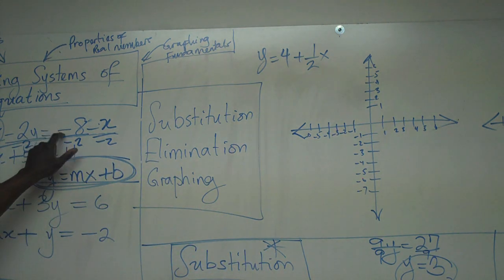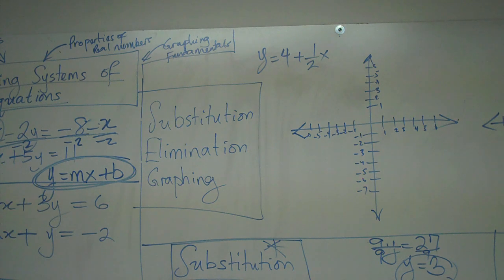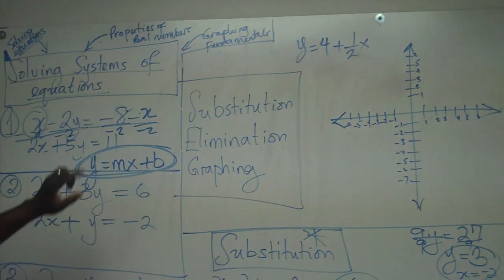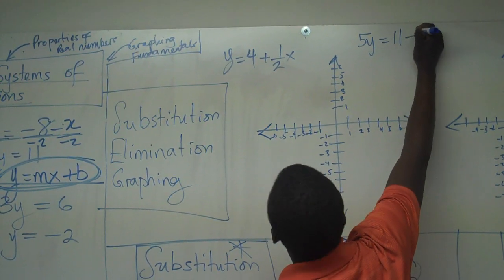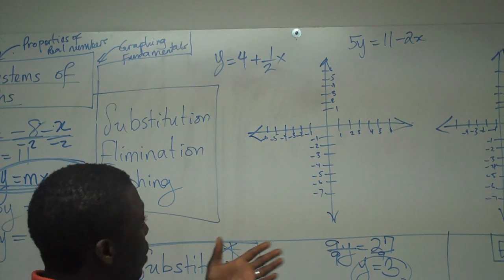Okay? So we've solved for y in the first equation. Now we're going to solve for y in the second equation. And the same thing, you subtract 2x from both sides, so you're going to get 5y is equal to 11 minus 2x. And then you divide by 5.